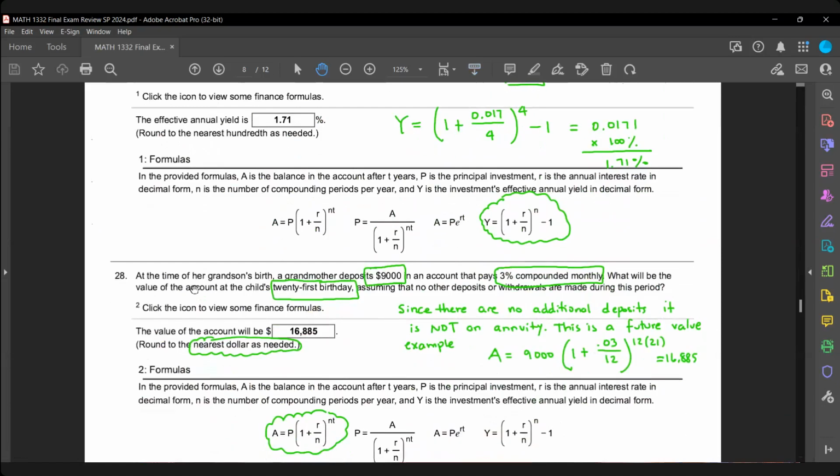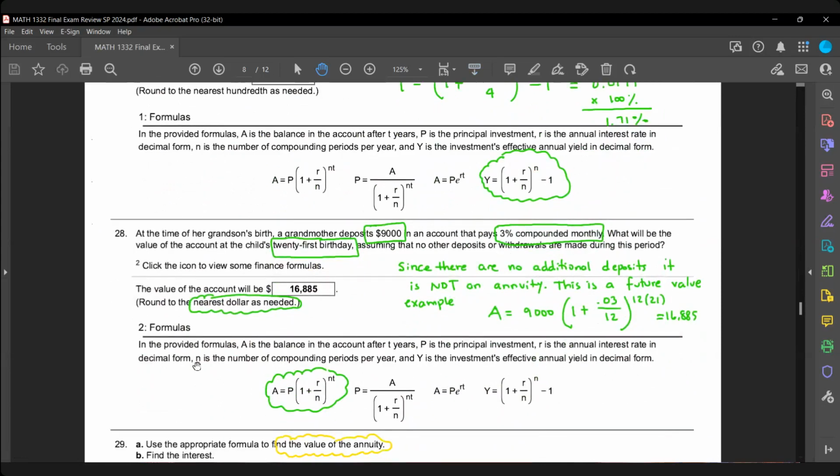In example 28, once again, I've noticed that MyMathLab is providing us with some formulas. Let's read the example so that we know which formula is the appropriate one. At the birth of a child, a grandmother deposits $9,000 in an account that accrues 3% interest compounded monthly. What will be the value of the account at the child's 21st birthday? There are no additional deposits or withdrawals during this 21-year period.